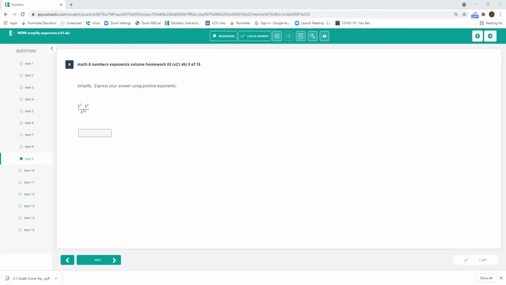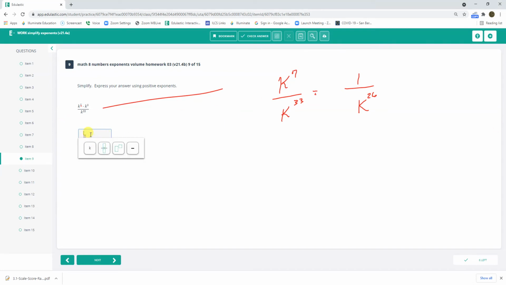Let's do base add on top. Oops, that's k to the 7th on top. Nothing on the bottom. Got it. More on top or the bottom? More on the bottom. How many more? Looks like there are 26 more on the bottom. Express your answer using positive exponents, so we're not going to give it a ticket and move it to the top. We're just going to leave it just like this. 1 over k raised to the 26th. Looks good.